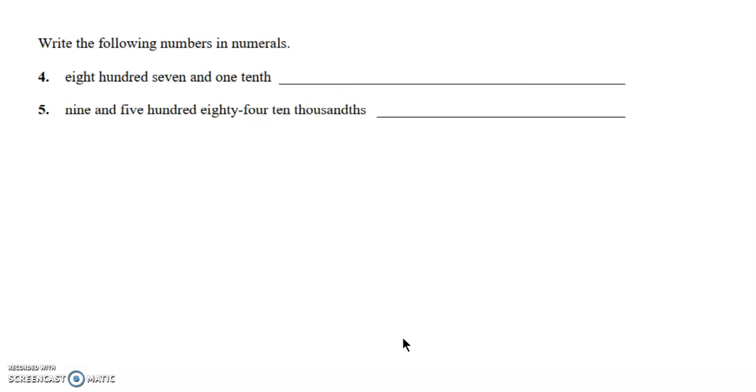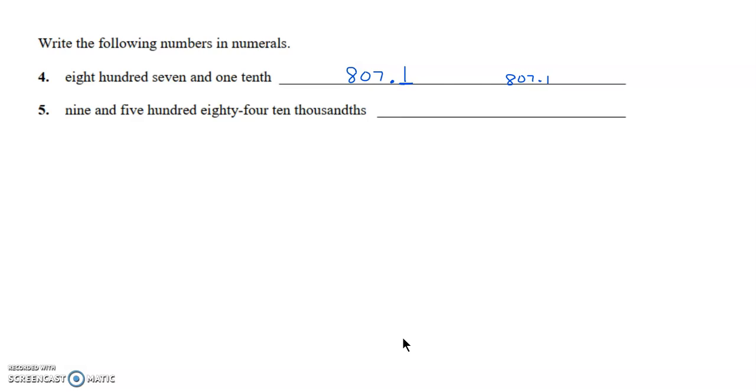For number 4 and 5, this time we're writing the numbers in numerals. So we're reading carefully. 807 and 1 tenth. Okay, let me write my whole numbers. 807 and is where the decimal point goes. 1 tenth. Well, I know that the tenths place is the first position, so I'm going to put a 1 right there. If they said 1 hundredth, I'd have to put a 0 in the tenths place and put the 1 in the hundredths place. So it's 807.1.